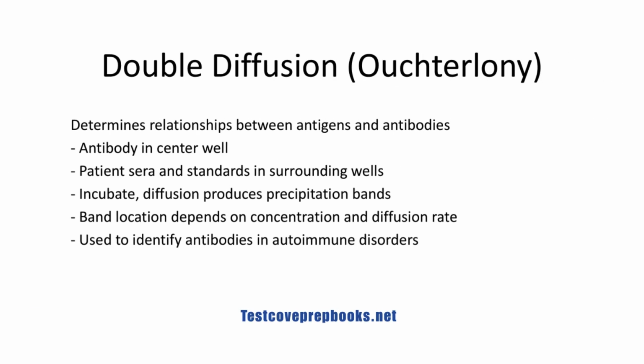Now let's look at double diffusion, or Ouchterlony's method. Here, an antibody is placed in a center well of agar, while patient samples and standards are placed in surrounding wells. As diffusion occurs, visible precipitation bands form. The position of the bands depends on antigen concentration and rate of diffusion. This method is often used to identify antibodies associated with autoimmune disorders.